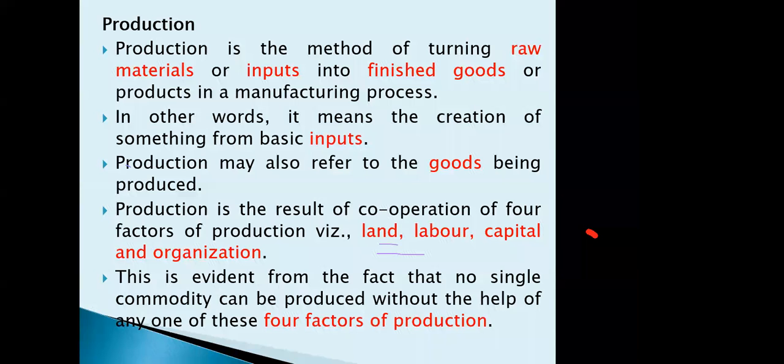अभी प्रोडक्शन एक्चुअली है क्या? सो प्रोडक्शन मीन्स व्हाट? It is the method of turning raw material into finished goods. जो रॉ मटेरियल का फिनिश गुड्स में कन्वर्शन होता है, that is called a production. And the entire process is called manufacturing. Means what? Conversion of raw material into finished goods, it is nothing but your production. In other words, it means the creation of something from basic inputs.